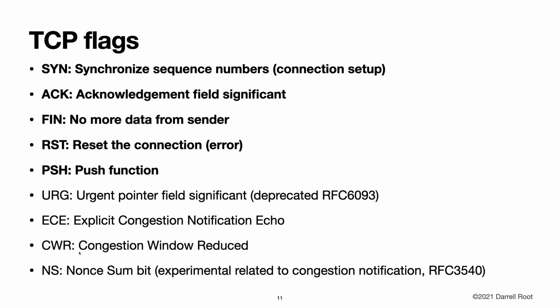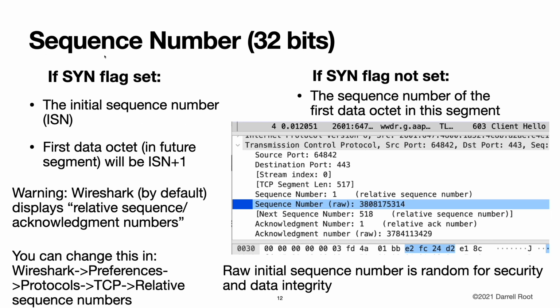ECE and CWR are related to congestion notification and congestion control. We're not covering them in detail in this lecture. And then there was a NS bit, which was experimental, also related to congestion notification, but is no longer in use. The sequence number is a 32-bit field in the TCP segment header.